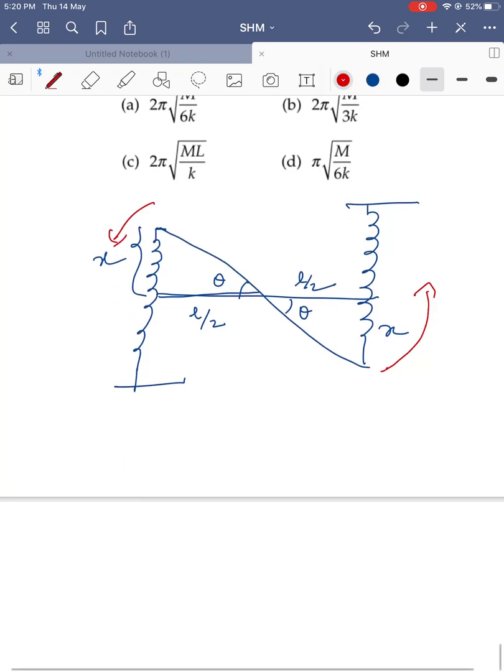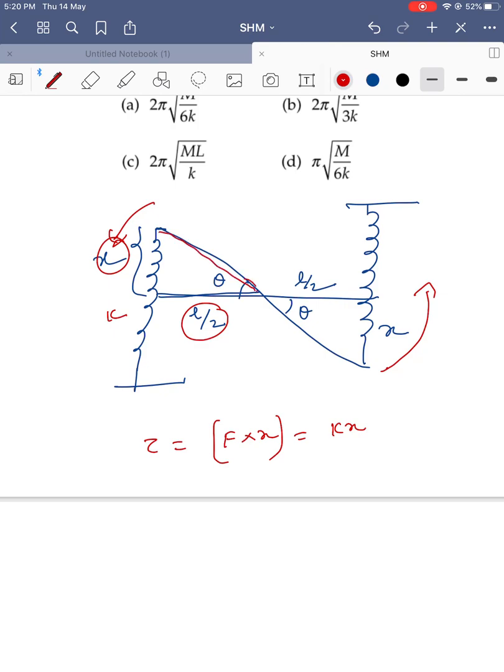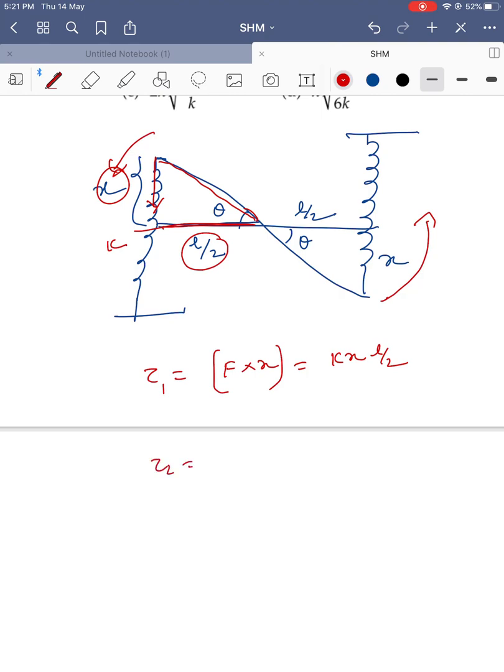So then torque is equal to, what is the torque? Force into displacement. What is the force? It is displaced x, the spring constant is k. Kx into, how much is the length? You may ask about this length, but perpendicular, kx is acting in this direction, length is l by 2. Kx into l by 2 because of the first one, and the next, tau 2 is equal to force. Another k into x, k into x into, how much is the distance? L by 2. Kx into l by 2.